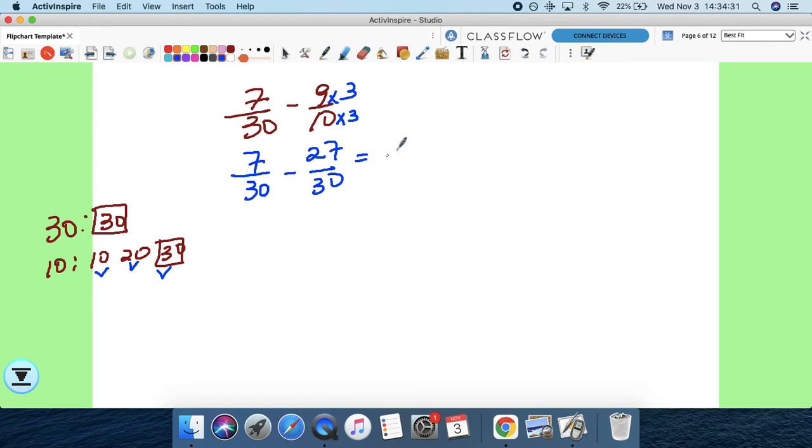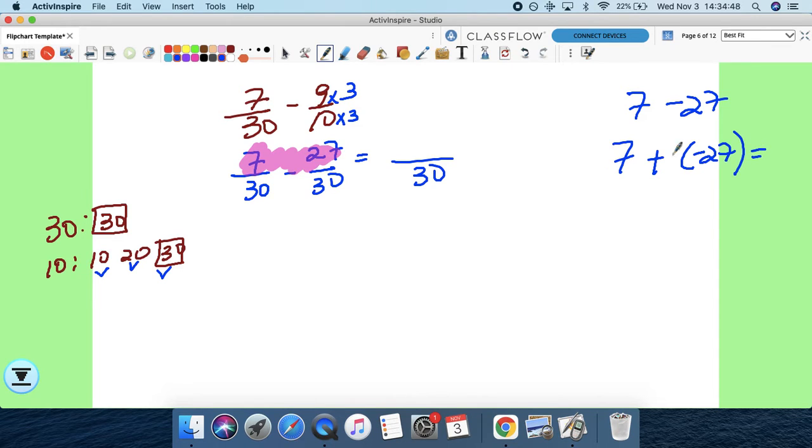which is 27. Subtract. It's going to be 30, but let's do the top part. It's 7 minus 27. So we get 7 plus negative 27. And 7 plus negative 27, are they friends? No. So who's going to win? The negatives. And then we do 27 minus 7, it becomes negative 20. So the answer is negative 20 over 30.